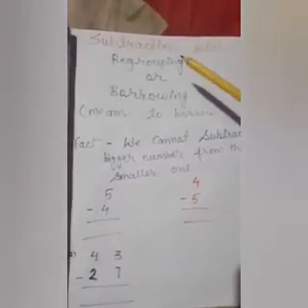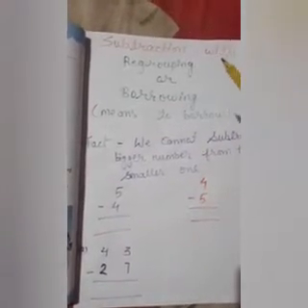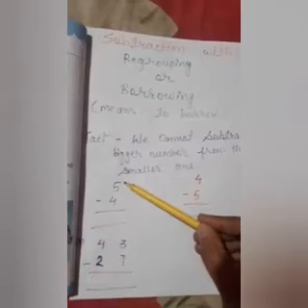The next topic is subtraction with regrouping or borrowing. What is the meaning of borrowing? Borrowing means to borrow, उधार लेना. To borrow means कि हम किसी से उधार लेते हैं. One fact is that in subtraction with regrouping, we cannot subtract a bigger number from a smaller number. Always we will subtract a smaller number from a bigger number.